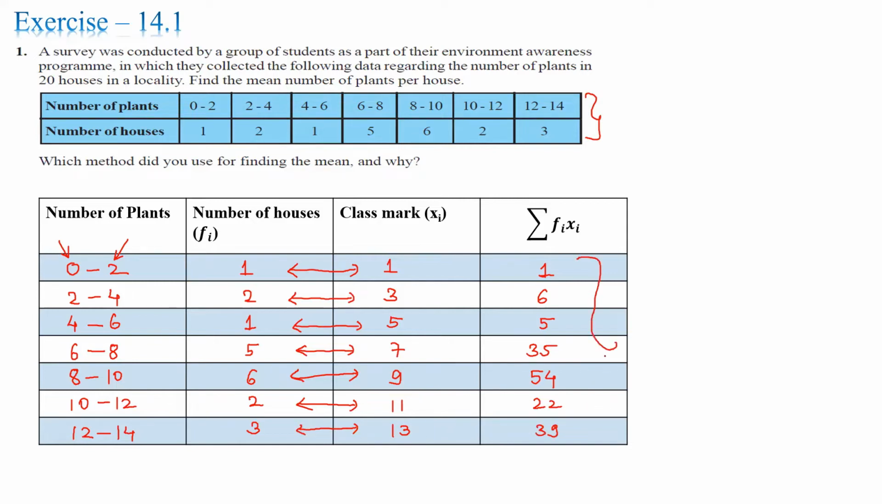Now do the sum of this last column, that is called the summation of fi xi. Tell me what the sum is. 162 is the sum. Now do the sum of the frequency column. It should come to 20, because it is given in the question itself that we have 20 houses in a locality. So summation of fi is equal to 20.